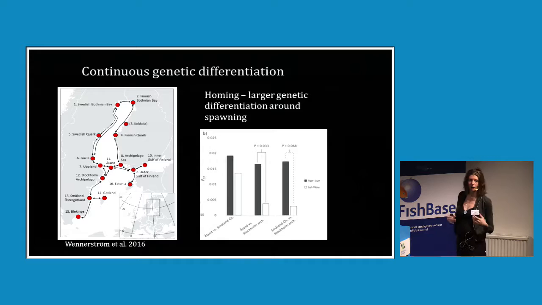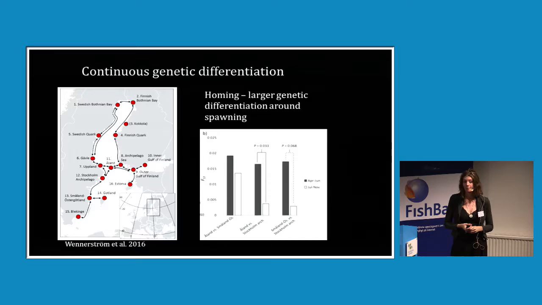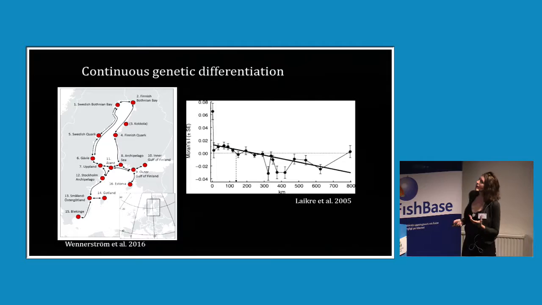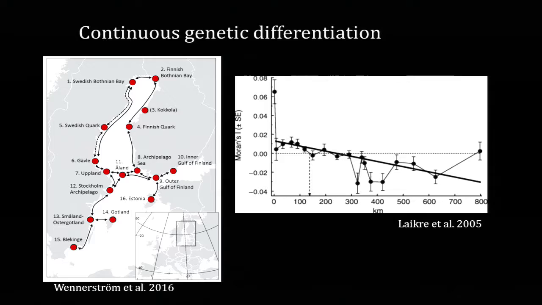This is a concept that is well known in, for example, salmon management, but it might also be relevant for other species, as we see here. So in a system like this, it's difficult to give management advice. How do you decide what the size of the management unit should be when you have a complete and continuous change?